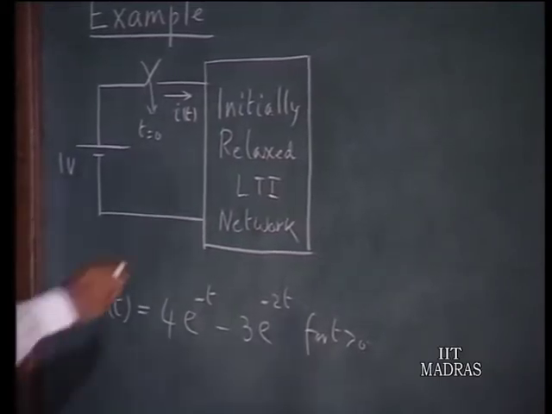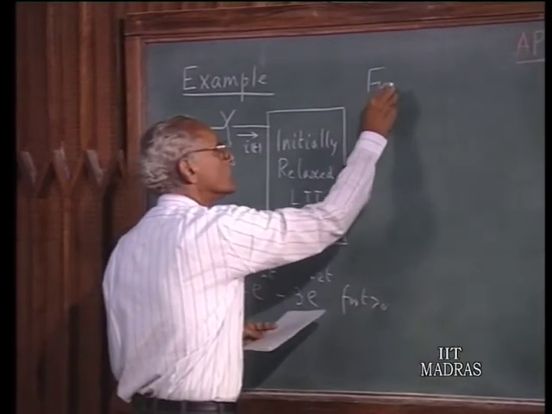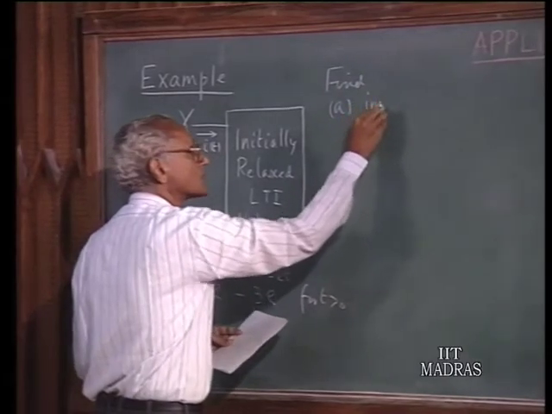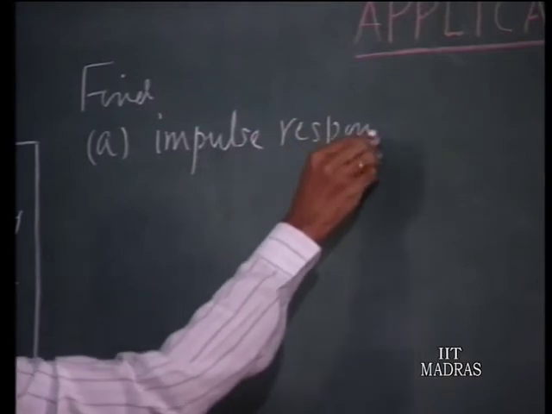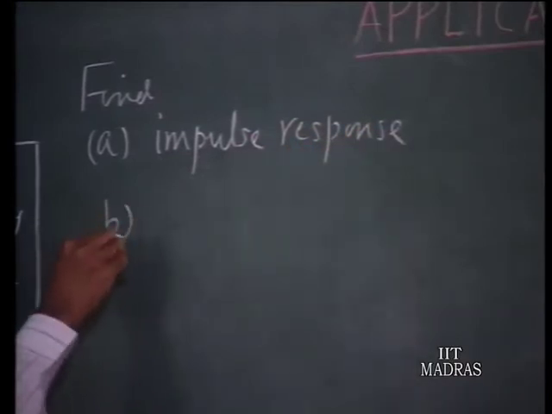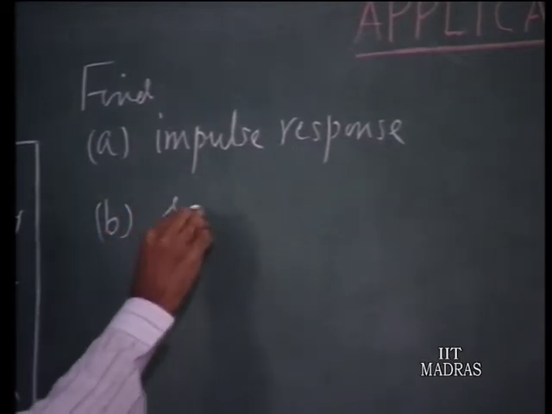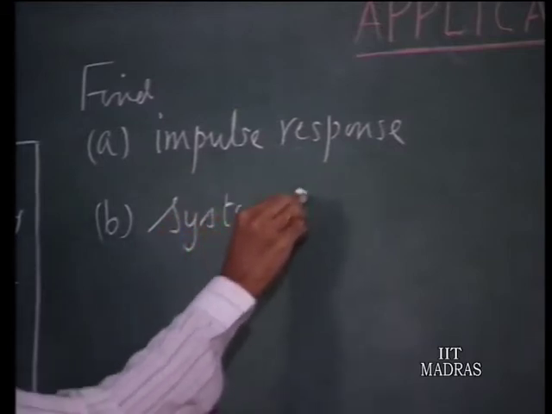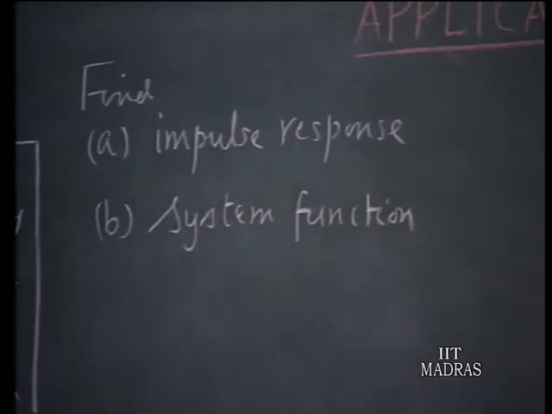Given this data, you are asked to find: A, the impulse response of the network. That means if the excitation is a unit impulse, what is the corresponding output? B, the system function, taking the input voltage as the input and the resulting current as the output.